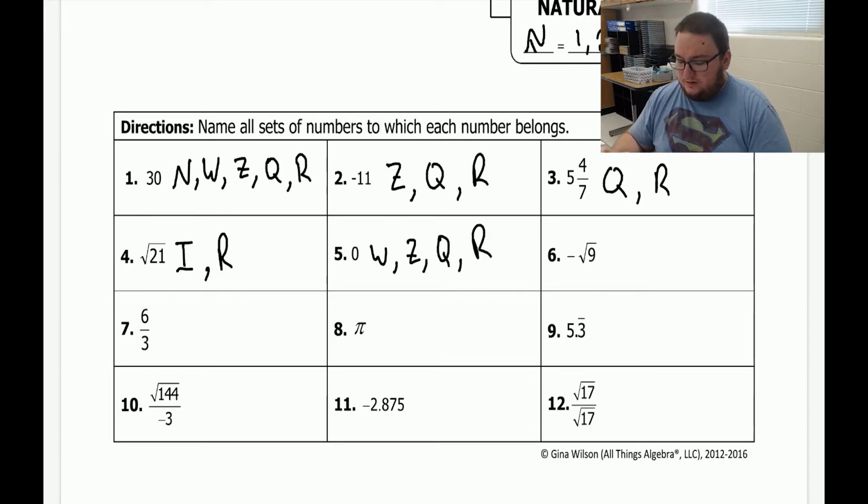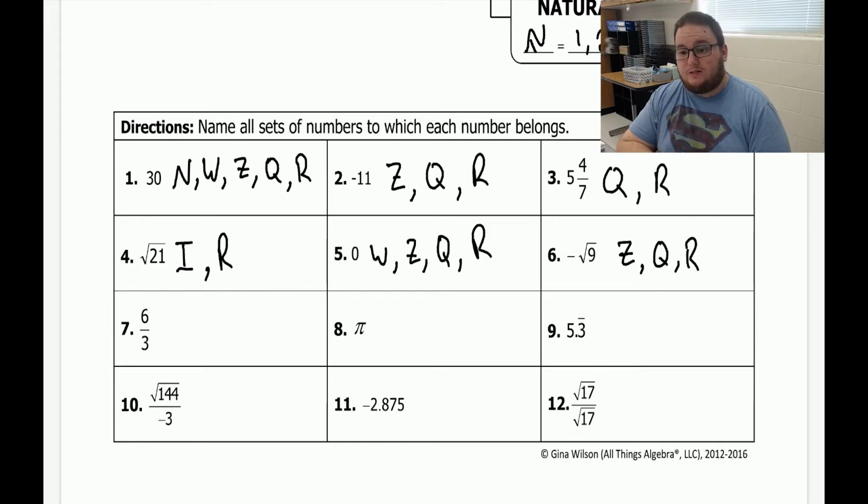So the first set that number 6 can go into is going to be the integers. So we have Z. And if it's in the integers, it's in the rationals. And if it's in the rationals, it's in the reals. So we have 3 different sets that number can be a part of.